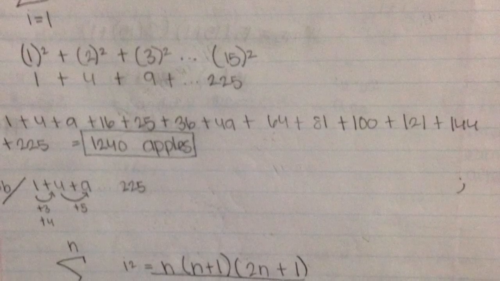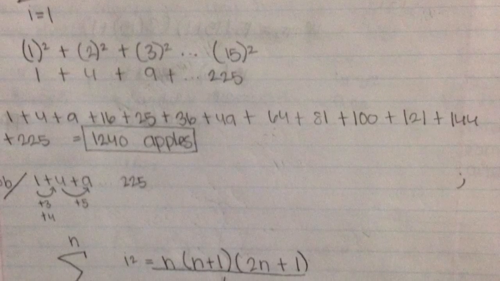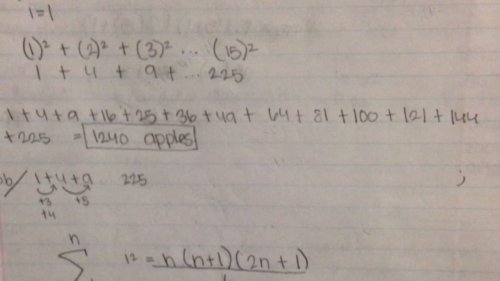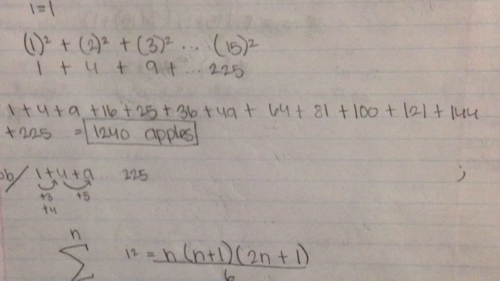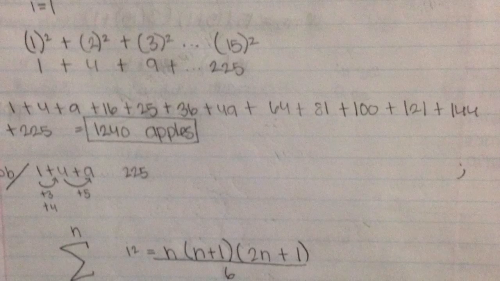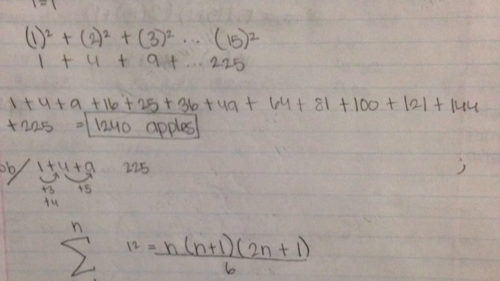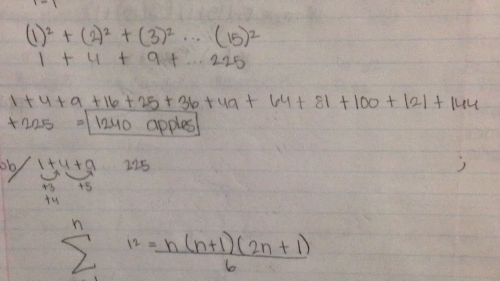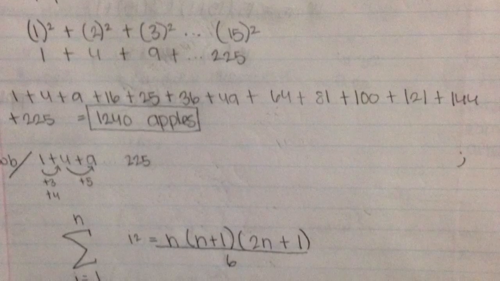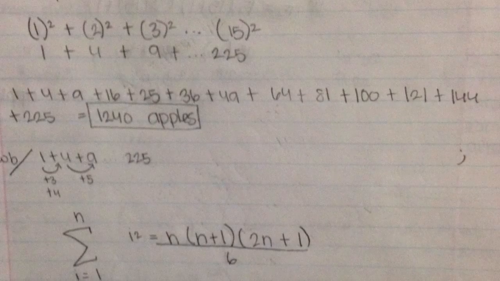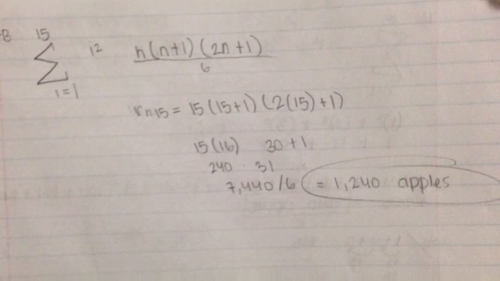The second way to do it is to look at whether it's an arithmetic series or geometric series. And so we found out that it is a geometric series. And we did n times (n plus 1) times (2n plus 1) divided by 6, and you get S sub 15 equals 15 times (15 plus 1) times (2 times 15 plus 1) over 6. You get 15 times 16, 30 plus 1, so 240 times 31. So we got 7,440 divided by 6 equals 1,240 apples.